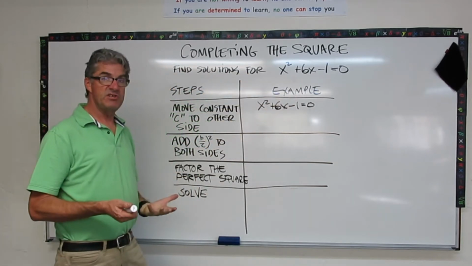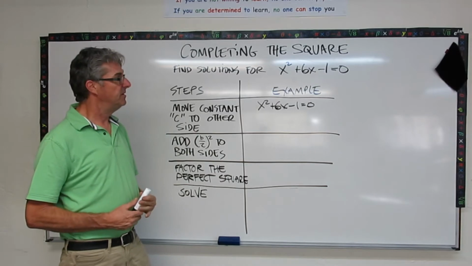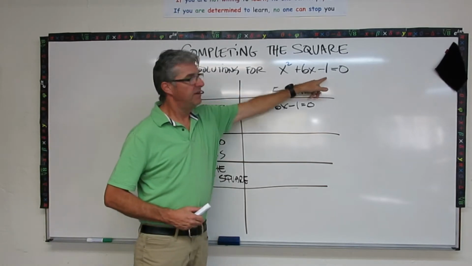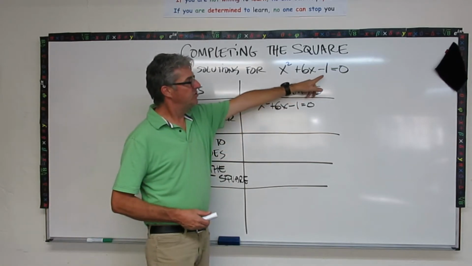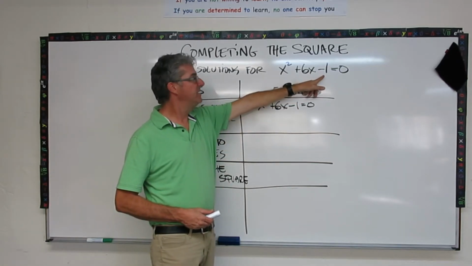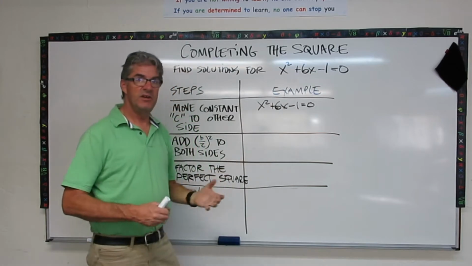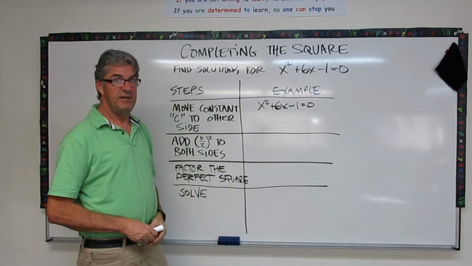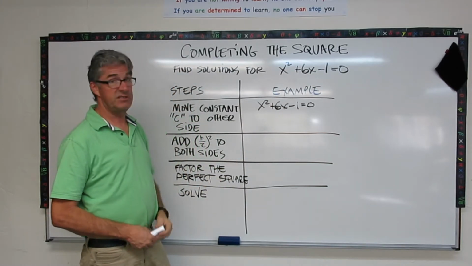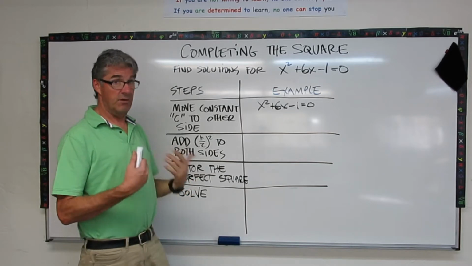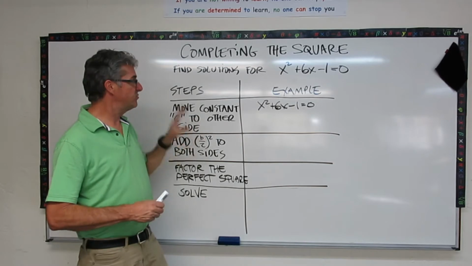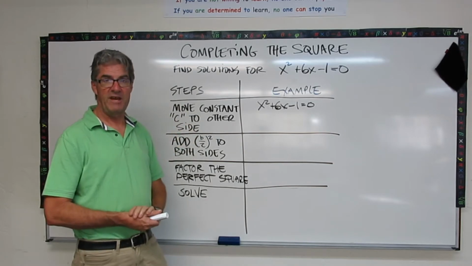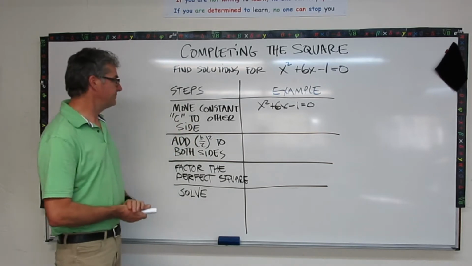Now we've just spent a bunch of time factoring these to solve them. But if you look at this, you'll notice there's no way to factor this. Two numbers that multiply to -1 that add to +6, no matter how hard you try, those two numbers don't exist. They're not integers. There are solutions to this, we're just not going to find them by factoring. So that's where this technique comes in. Okay? So let's get started.